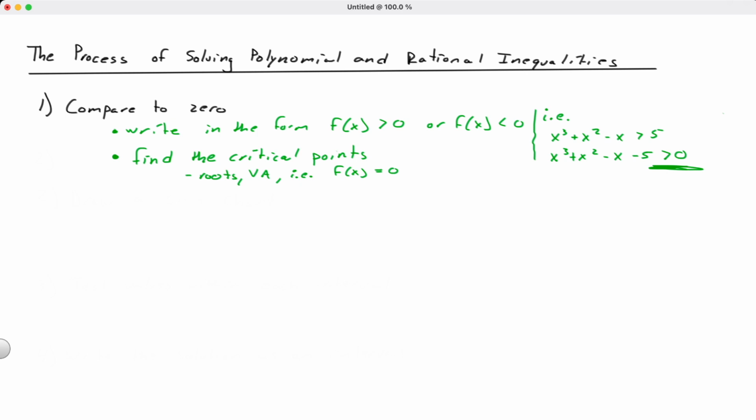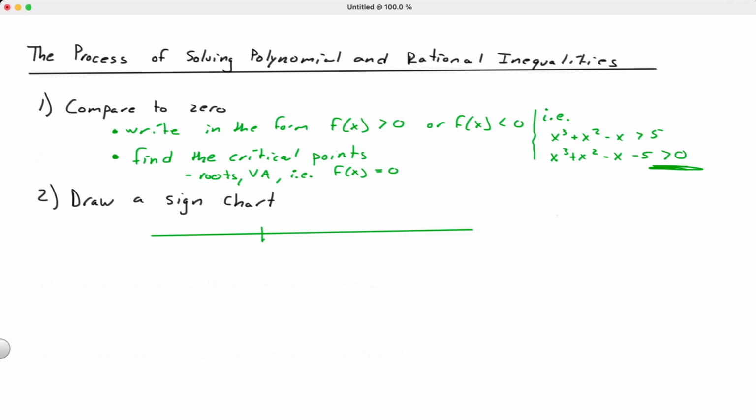It can flip from being greater than 0 to less than 0, or vice versa. And then we can use what's called a sign chart to keep track of this. Now that sounds like a fancy term, but basically what this means is we're going to draw a number line and we'll plot those critical points.